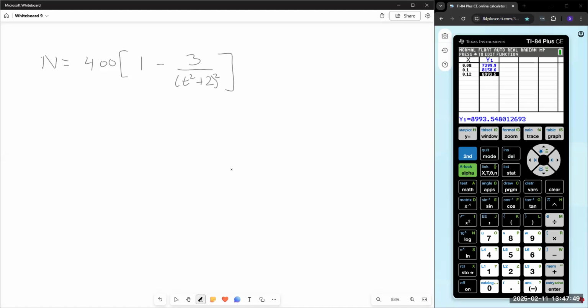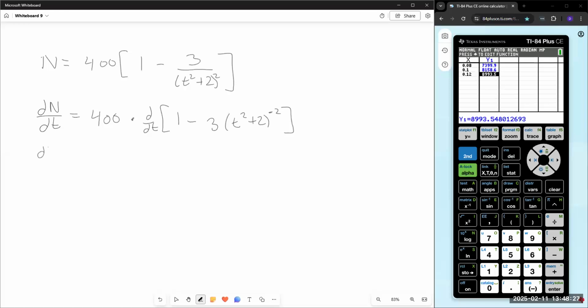So dN/dt, we're going to have that constant multiplier 400 just sits there, times the derivative with respect to T of this, and I'm going to call this 3 times T squared plus 2 to the negative second to help me out.